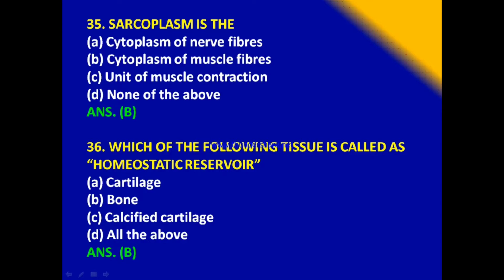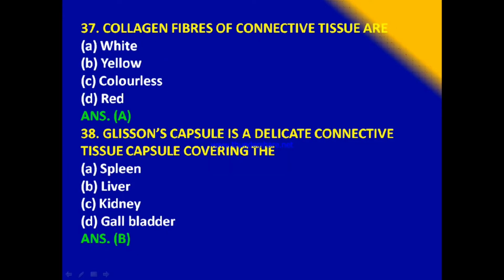Which of the following tissues is called the homeostatic reservoir? Cartilage, bone, calcified cartilage or all of the above. So which of the following tissues is called the homeostatic reservoir? Homeostatic reservoir is known as calcified cartilage. Collagen fibers of connective tissue are white, yellow, colorless or red. Collagen fibers of the connective tissue are white in color.